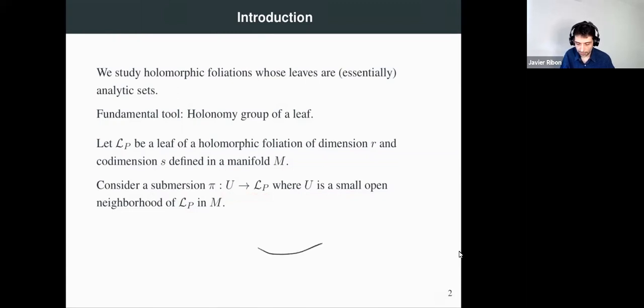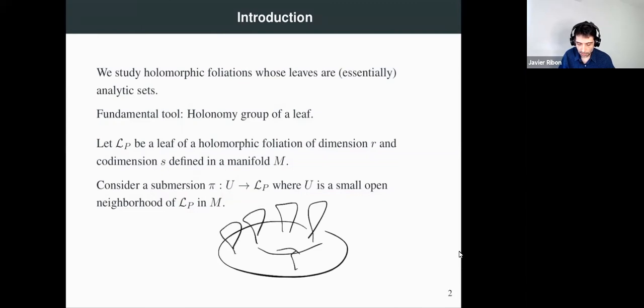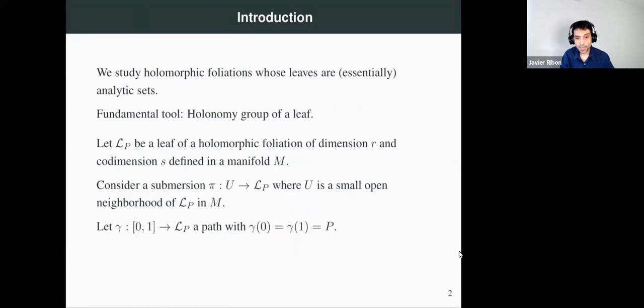It's a situation where you're going to have, for instance, something like this. In this case, L could be the torus, and the level sets of pi are going to be these manifolds over here. If we are working, for instance, in dimension 2, the torus has complex dimension 1. These are going to be manifolds of dimension 1. Okay. And by using this, we can define the holonomy map along a path gamma.